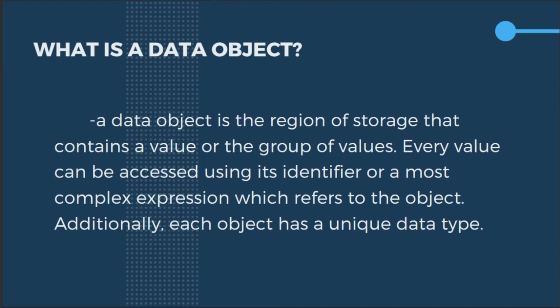What is a data object? A data object is the region of storage that contains a value or a group of values. Every value can be accessed using its identifier or a more complex expression which refers to the object. Additionally, each object has a unique data type.